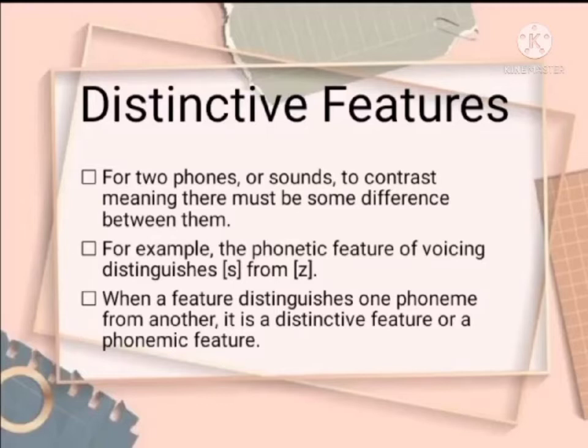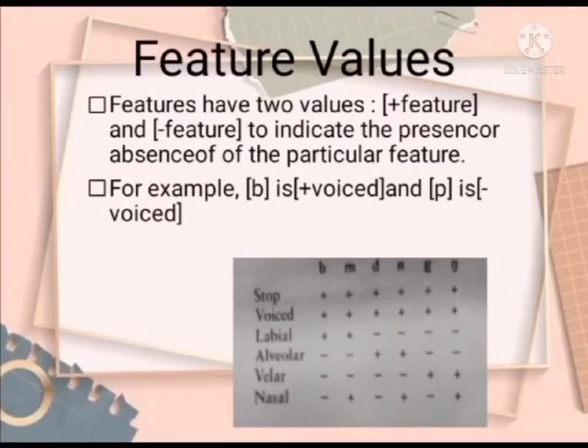In linguistics, a distinctive feature is the most basic unit of phonological structure that may be analyzed in phonological theory. Distinctive features are grouped into categories according to natural classes of segments they describe, such as feature values. Features have two values, the positive feature and the negative feature, to indicate the presence or absence of the particular feature. For example, B is positive voice and P is negative voice.